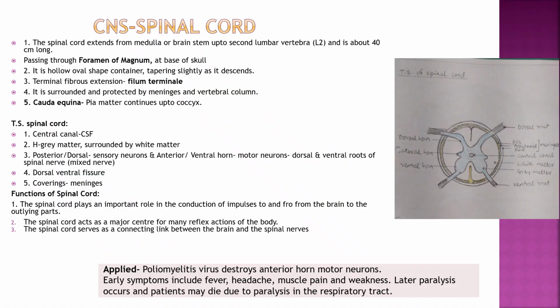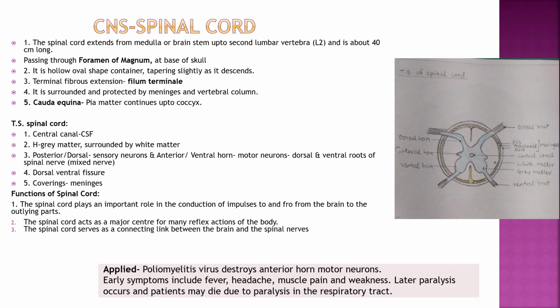The second part of the central nervous system is the spinal cord. It extends from the medulla or brainstem up to the second lumbar vertebra, that is L2, and it is about 40 cm in length. It passes through the foramen magnum at the base of the skull. It is a hollow oval shaped cord that tapers slightly as it descends, and the terminal fibrous extension is called the filum terminale. It is protected by the meninges and the vertebral column. The pia mater continues up to the coccyx, and it is called the cauda equina, that is like a horse tail.